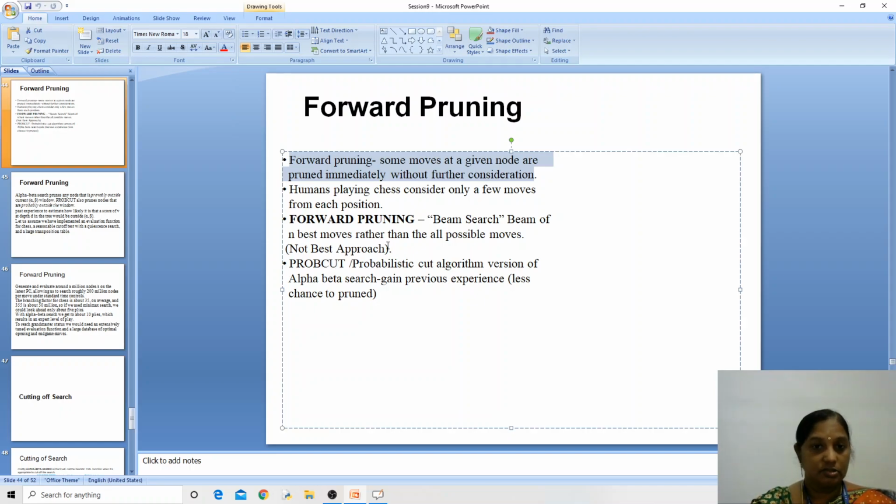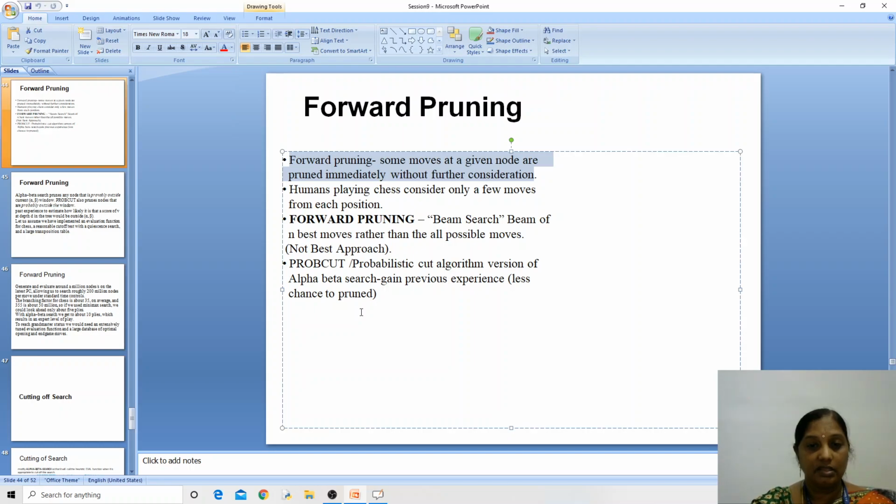And beam search, that's what we discussed, local beam search, considers the best moves rather than all possible moves. So what is beam search, local beam search? Among n possibilities, you randomly select one possibility, right? And probcut. This is the probabilistic cut algorithm. This is a version of alpha beta search that gains from previous experience. With the help of previous experience only, it will decide the further step. For example, you and I are playing a chess game. How the moves will go is based upon your previous experience.